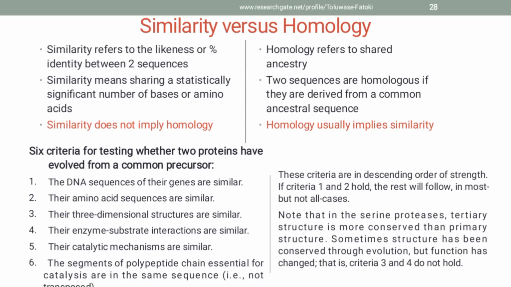So similarity does not imply homology. They may be similar in one way or the other, but once the similarity threshold is not established, then you cannot define the homology. Homology refers to a shared ancestry, when they emerge from the same ancestral organism or ancestral protein or ancestral gene. Then you can say they are homologous. Two sequences are homologous if they are derived from a common ancestral sequence.